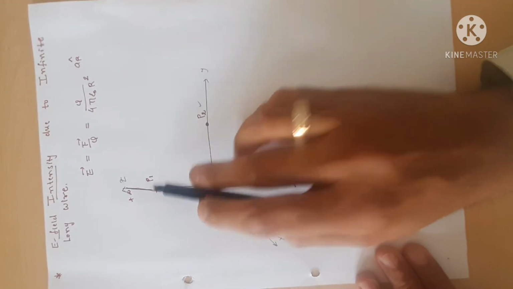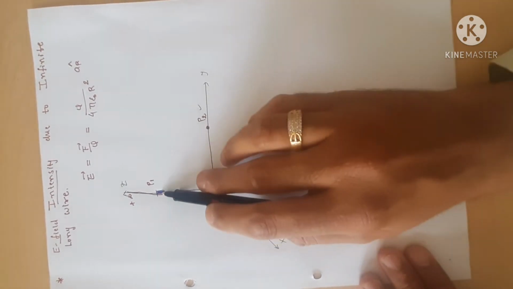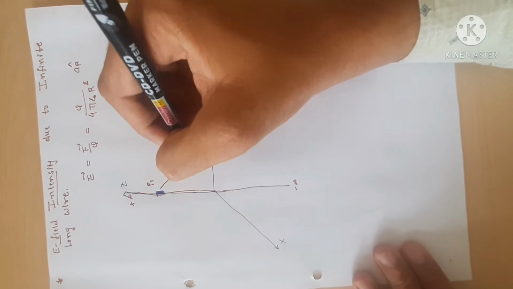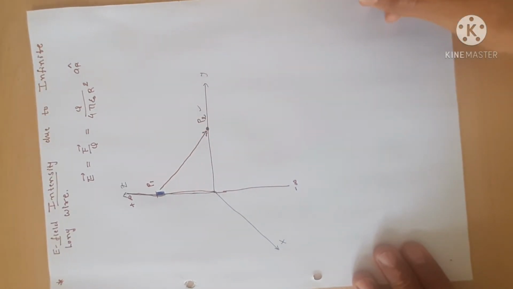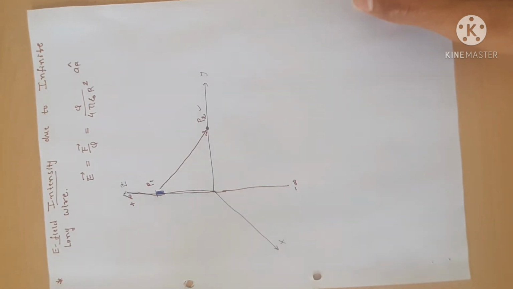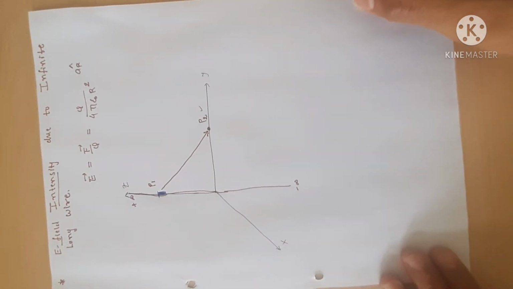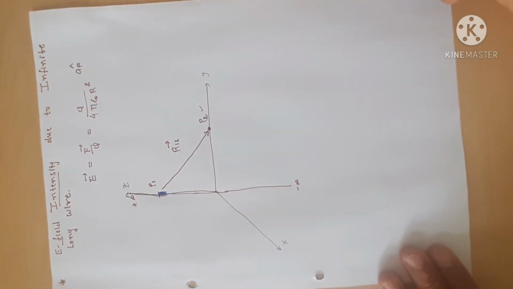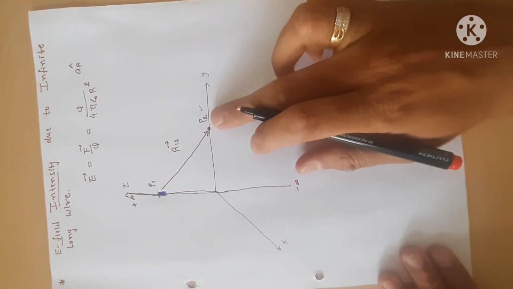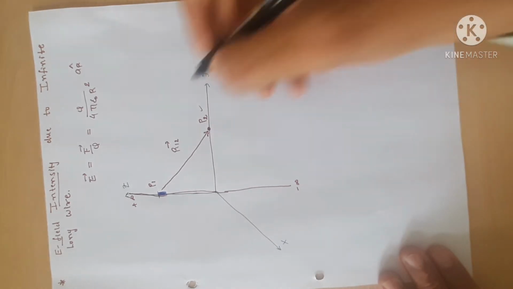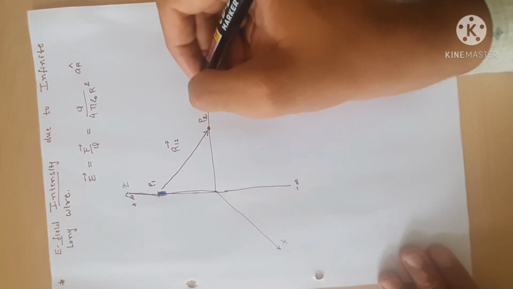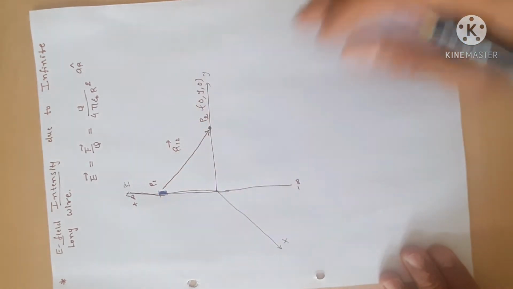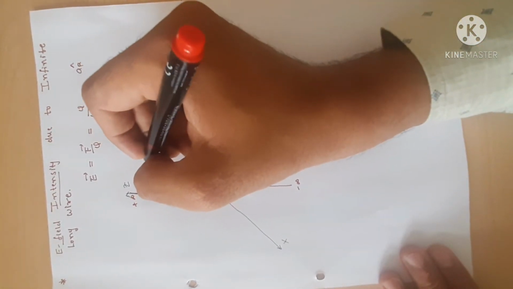So I want to find the field intensity at point P2 due to this small filament. I will draw one vector pointing from point P1 to P2, which is nothing but a distance. If I find the modulus of this vector, it is the distance between points P1 and P2. I will call this vector R12 vector. Now I will write the coordinates of these two points. Point P2 is present on the y-axis, so its coordinate is (0, y, 0). Point P1 is present on the z-axis, so its coordinate is (0, 0, z).